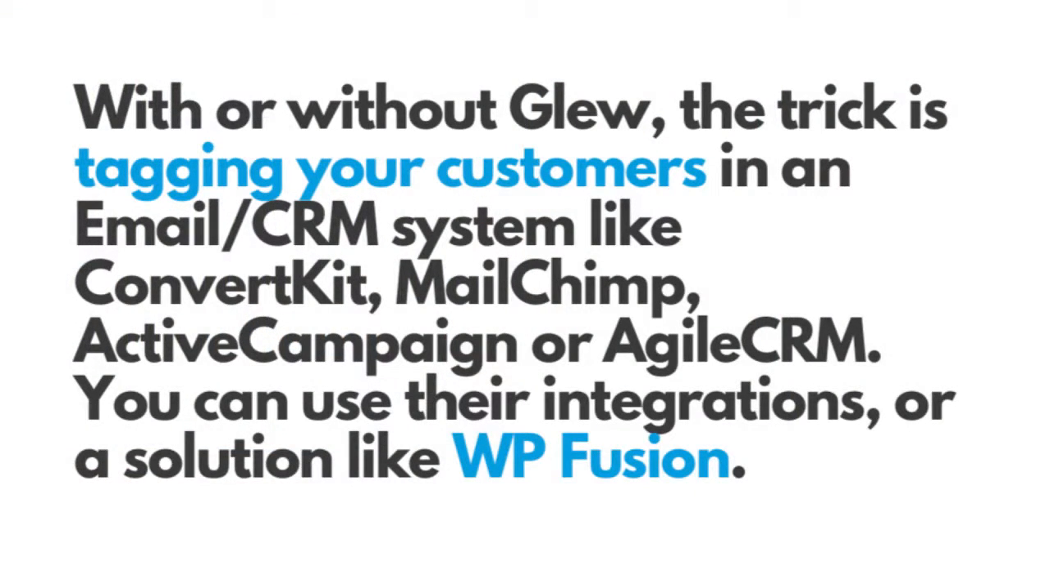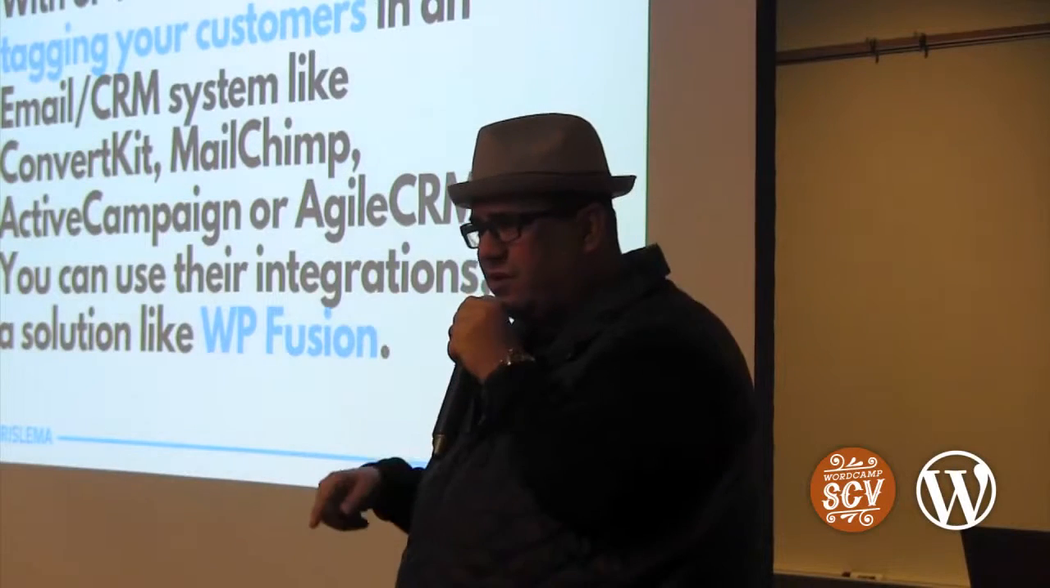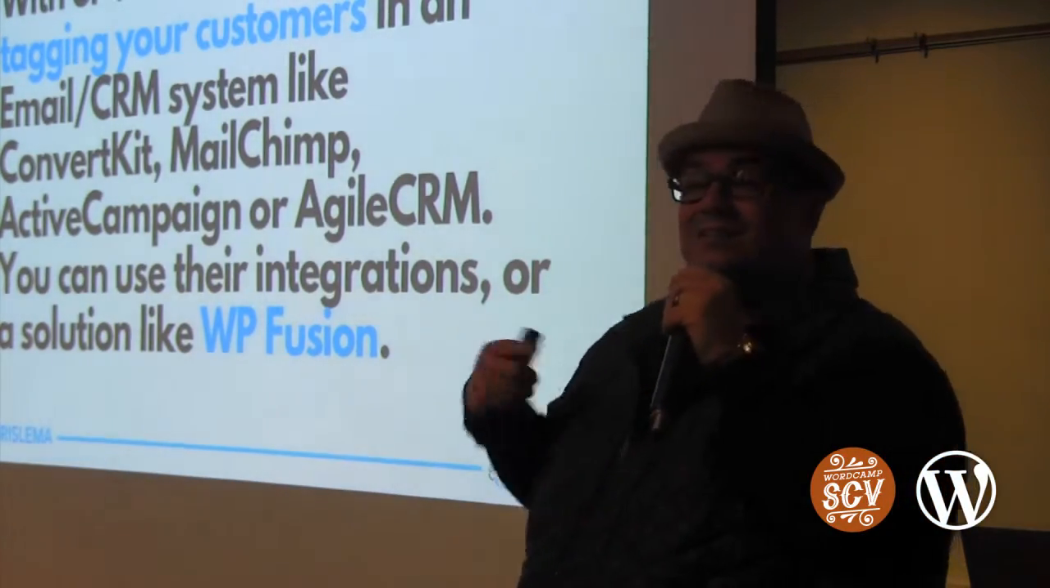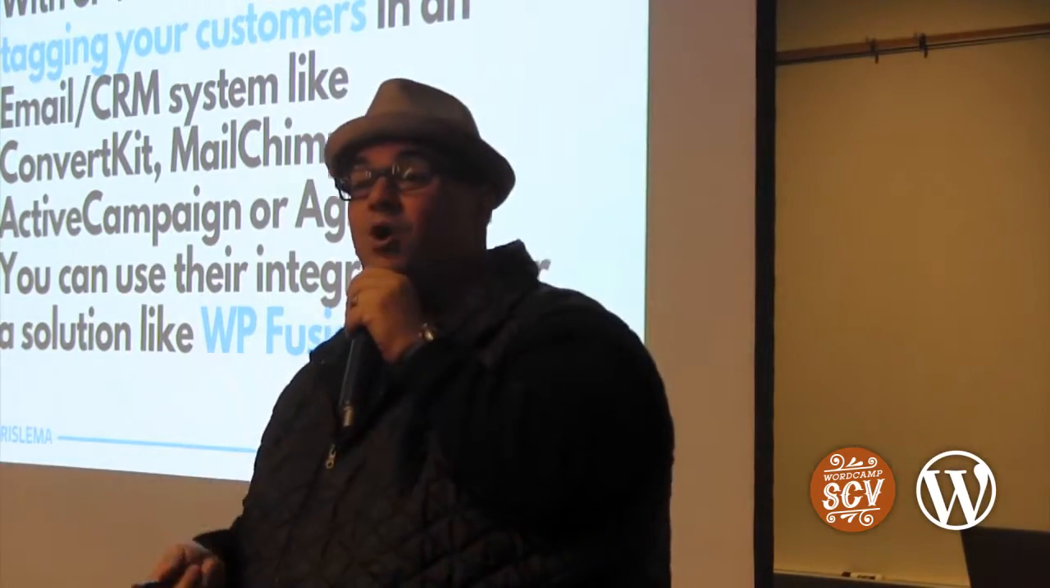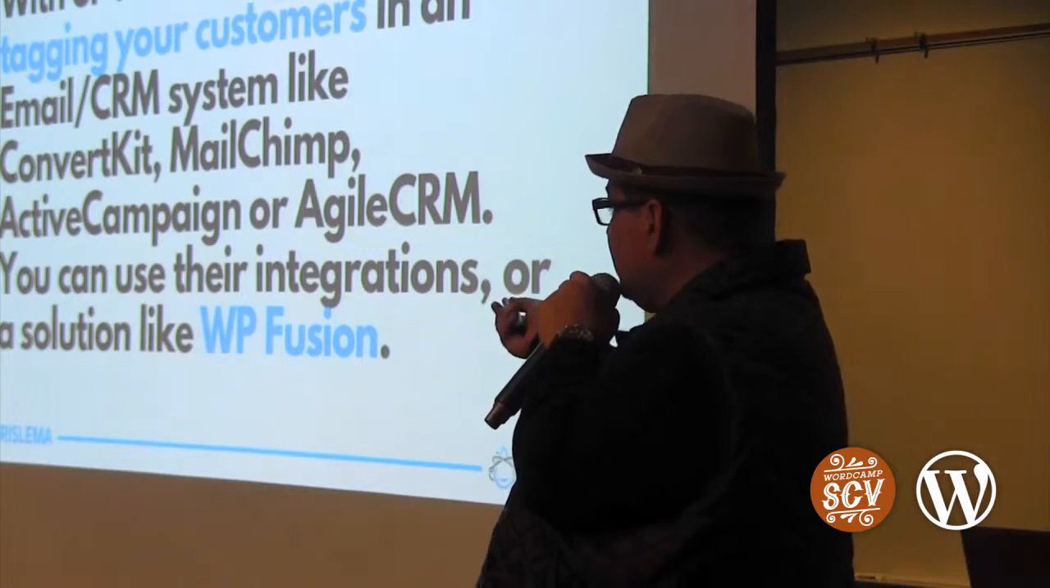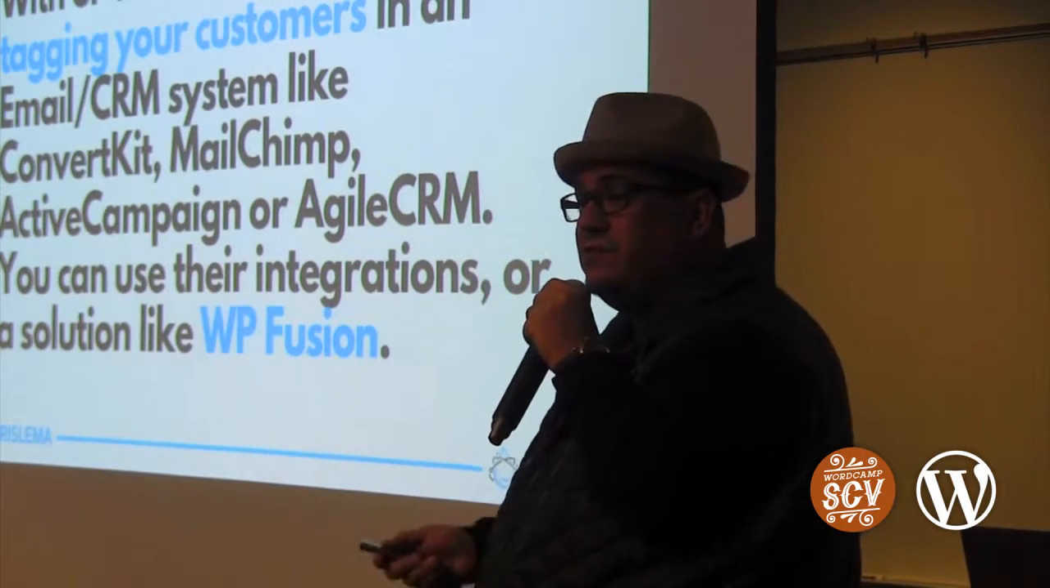Okay? With or without Glue, the trick here, the thing that matters most, is you have to learn how to tag those customers. When you see the kind of behavior that we're talking about, when they're buying certain things and other stuff, you want to be able to tag that customer in different ways in your email or CRM system. So whether you use ConvertKit or MailChimp, ActiveCampaign, Agile CRM, and some of those products have their own plugin that connects to WooCommerce, like ConvertKit. Others you can do with WP Fusion, right?